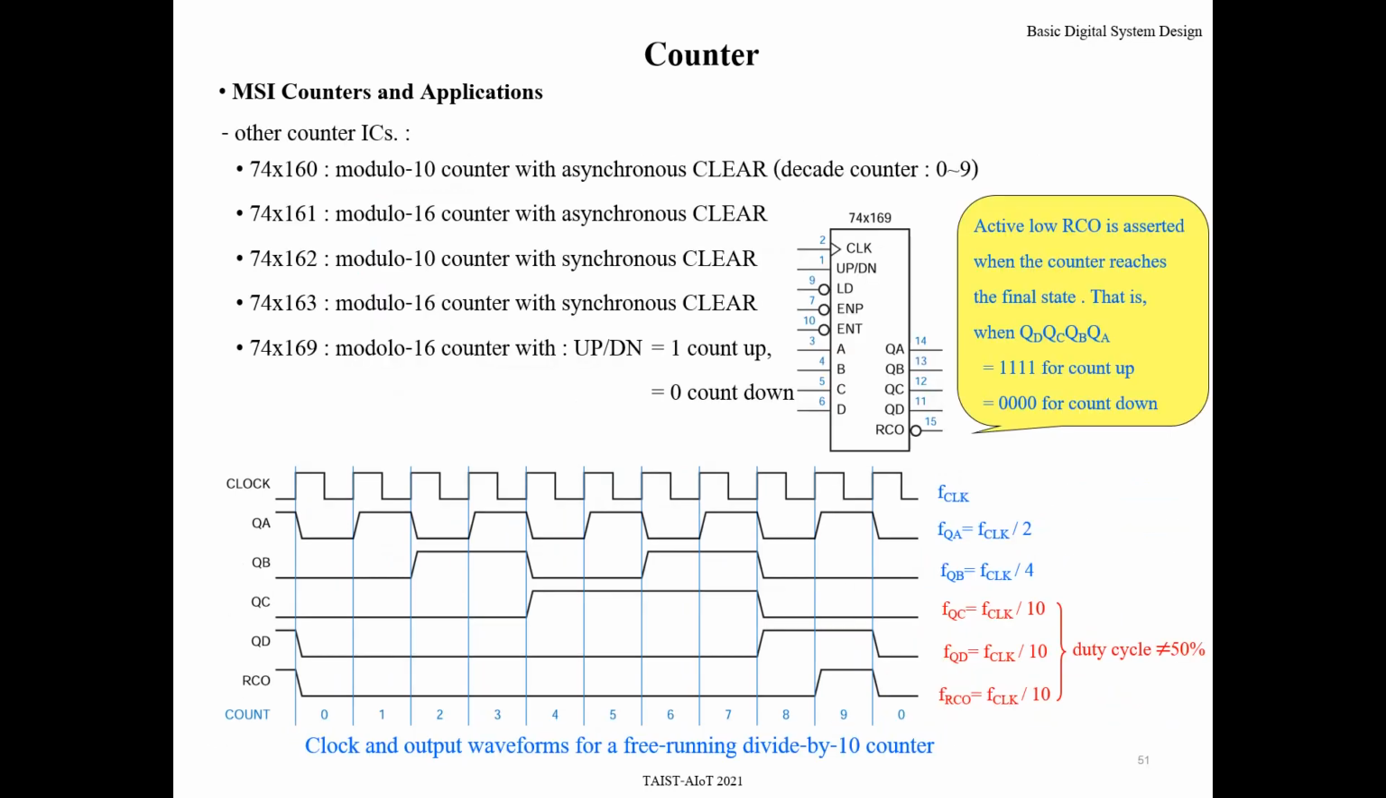Okay, for the next page I will show another IC. Okay, counter ICs. Some are modulo 10 counters, namely they count from 0 to 9, and some are binary counters, 4-bit binary counters, which count from 0 to 15. Okay, and some ICs have asynchronous clear, some have synchronous clear.